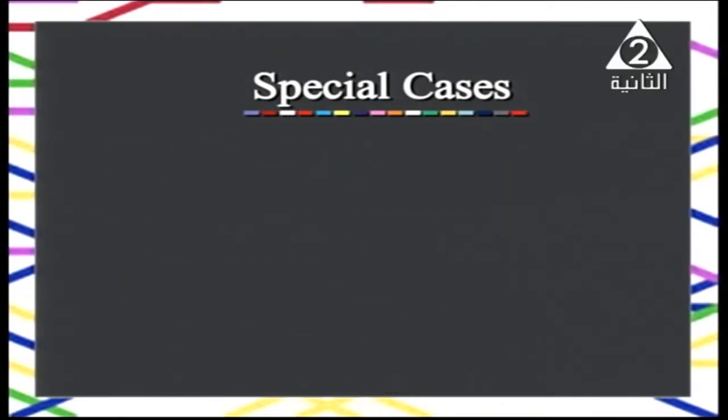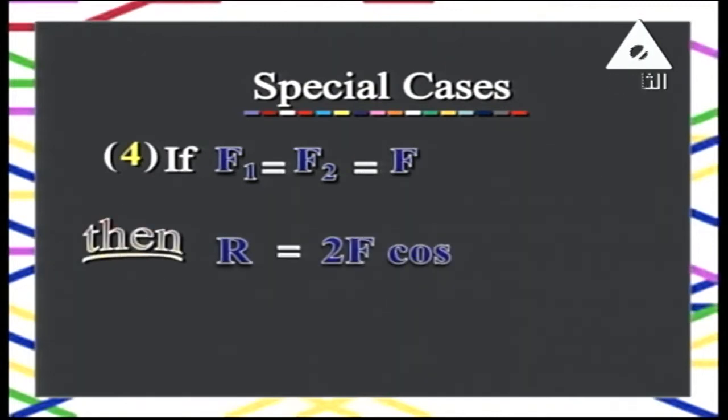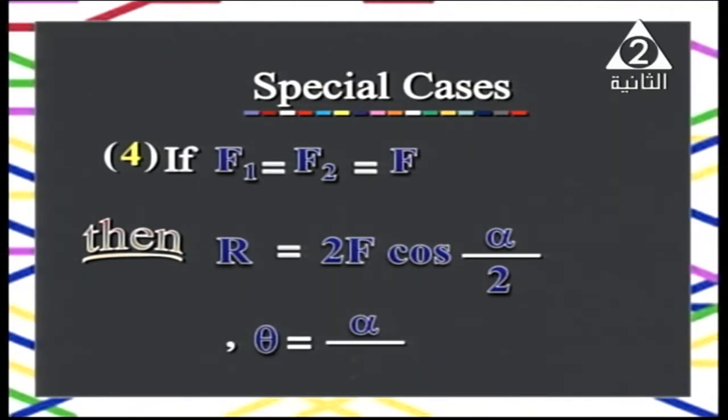Look at the fourth case. F1 equals F2 equals F. Then what is the resultant, my dear student? Excellent student. 2F cosine alpha over 2. Why? Because we have two equal forces, denoted by F. Then the resultant equals 2F cosine alpha over 2. What is the direction? Excellent student. Theta equals alpha over 2.